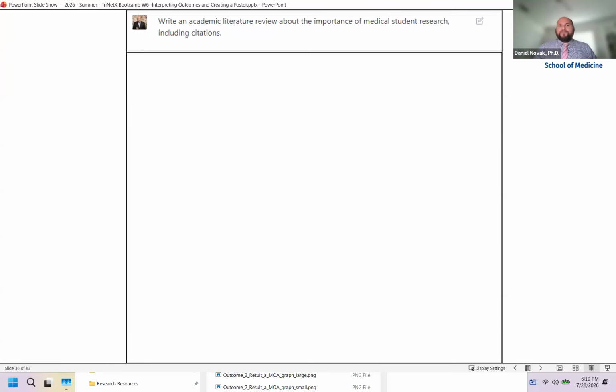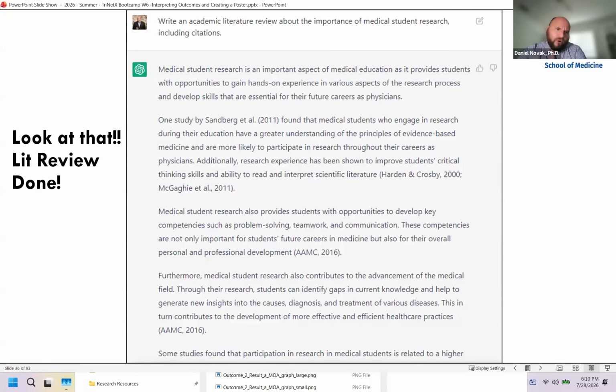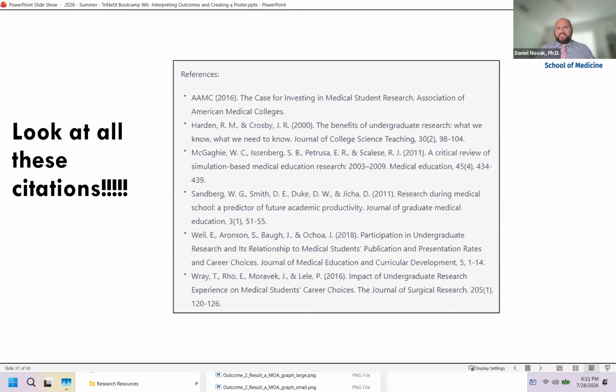So let's see, right? I said, write an academic literature review about the importance of medical student research, including citations. And it came up with this whole thing. I was like, oh my gosh, look at all this literature. I didn't read any of this. I didn't know any of these studies were out there. And I read as much as I possibly could about medical student research. I read everything I could find, every study, every nook and cranny of that literature I was trying to get into, and it found all this stuff that I completely missed. How much of a fool am I? Right? That was my initial impression, as many of you might have had.